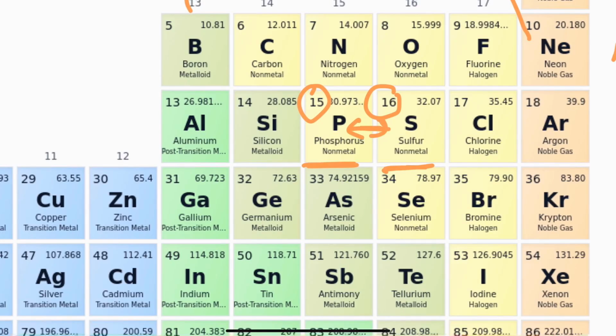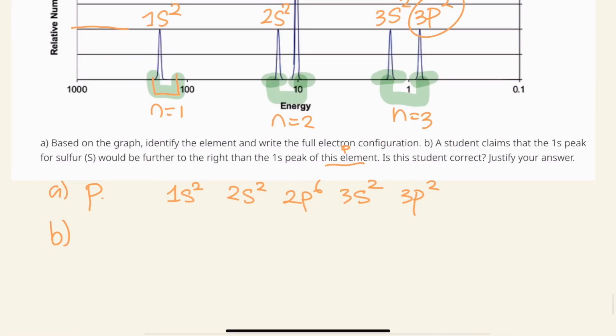Remember, when we're comparing elements next to each other horizontally, within the same shell, we're going to compare the number of protons they have. Sulfur has 1 more proton. The student argued that the 1s peak for sulfur, which has 1 more proton, would be further to the right. If a peak is further to the right, well, what does that mean? It's going to have the same height, but the location would mean that it would require less binding energy for those electrons to be ejected, because the x-axis increases right to left instead of left to right.